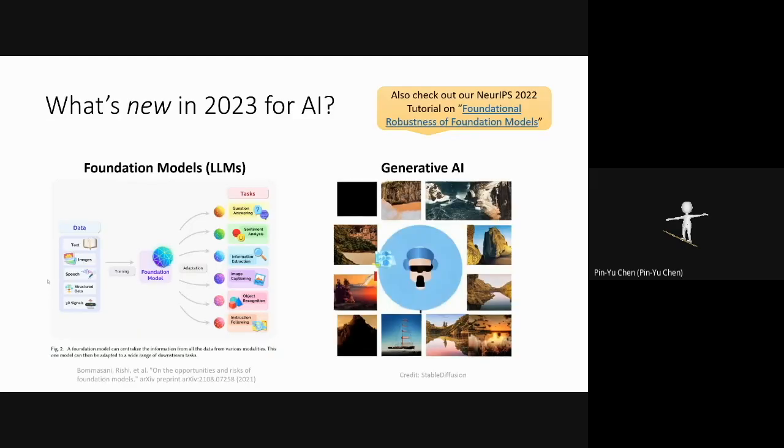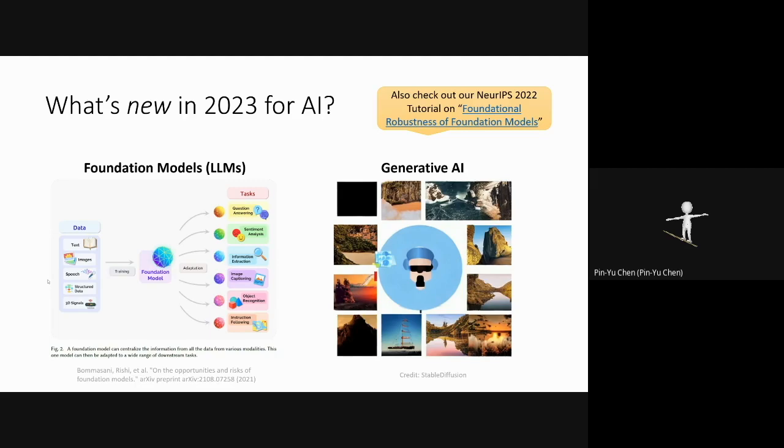Okay, so what's new in 2023? Although we are just halfway through this year, if I were to make a prediction, I would predict that ChatGPT will be listed as one of the most groundbreaking technologies in 2023. A funny story is that ChatGPT was actually released in November or December last year, about the same time as NeurIPS.